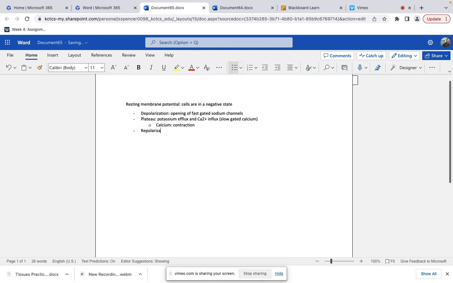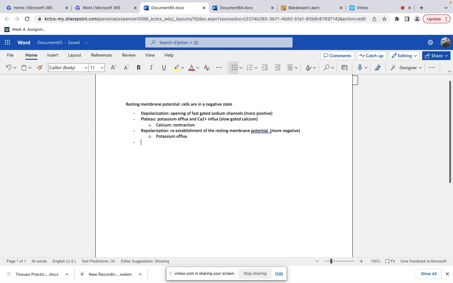Now, repolarization is reestablishment of the resting membrane potential. So we're getting more negative, okay? Depolarization was becoming more positive, and repolarization is becoming more negative. Go back to your slide, look at that picture, and understand what this is. So repolarization is going to be primarily due to potassium efflux, right? And then we're going to have repolarization back down to the resting membrane potential.